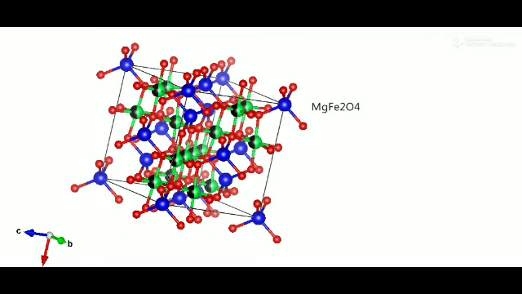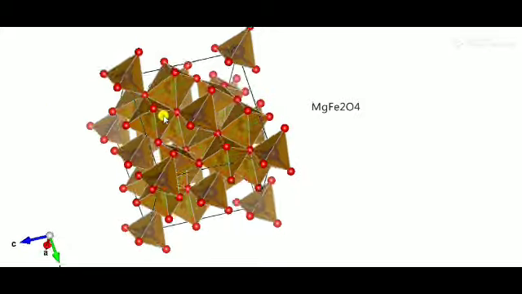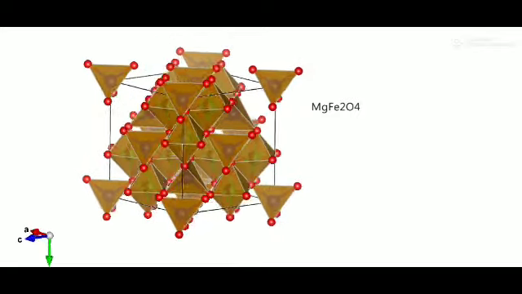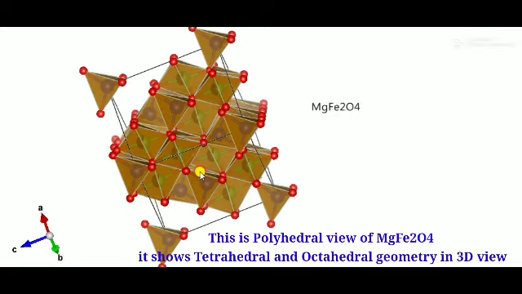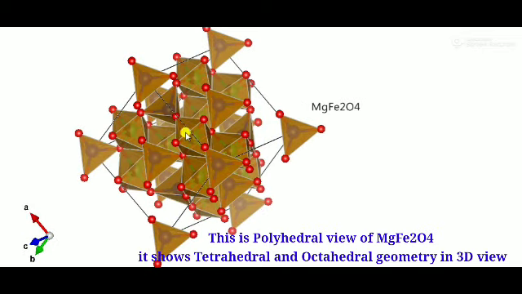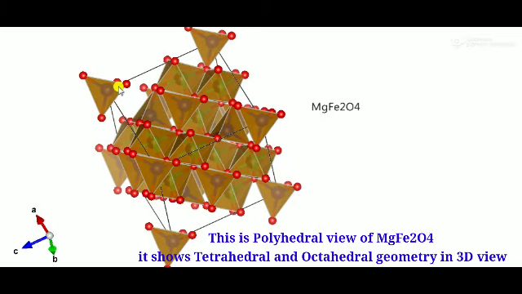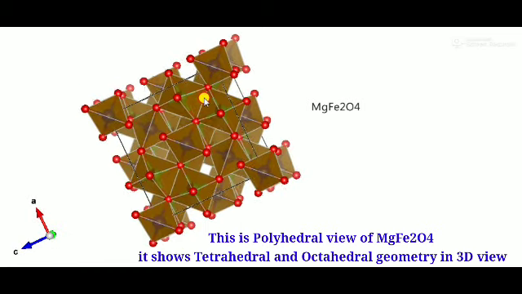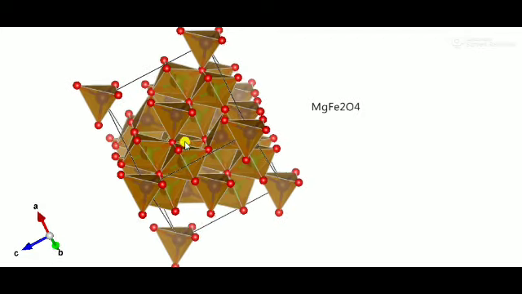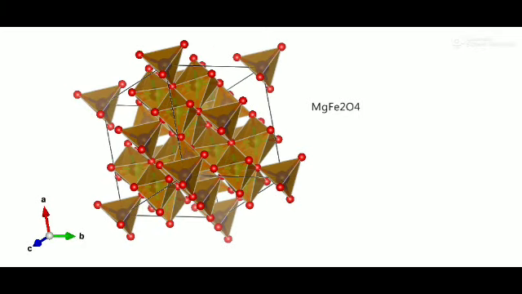Let us see the polyhedral nature. It actually looks like this inside the crystal, very attractive. This is the tetrahedral geometry, and this geometry is an octahedral geometry. If you observe carefully, the tetrahedral sites are present only at the corner atoms, this one and this one, and at the face also. It looks a little bit difficult to understand.